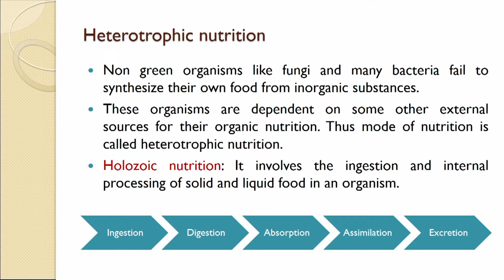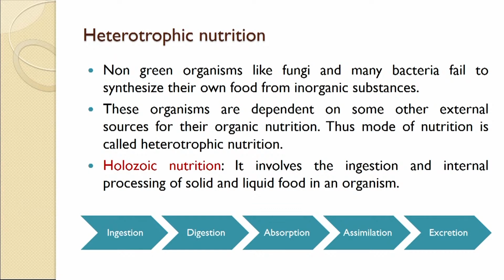Then comes the heterotrophic nutrition. Here we all know that except the plant and certain bacteria, most of the organisms present on this earth cannot synthesize their own food. These organisms are dependent upon some other external sources for their nutrition. So this mode of nutrition is called heterotrophic nutrition, where they feed on the green plant for their growth and development, and these types of organisms are called heterotrophs.